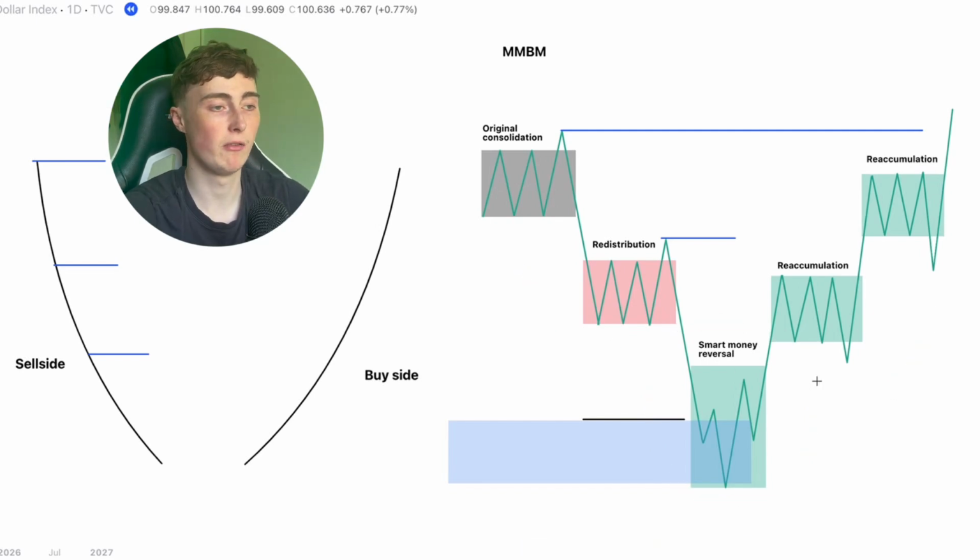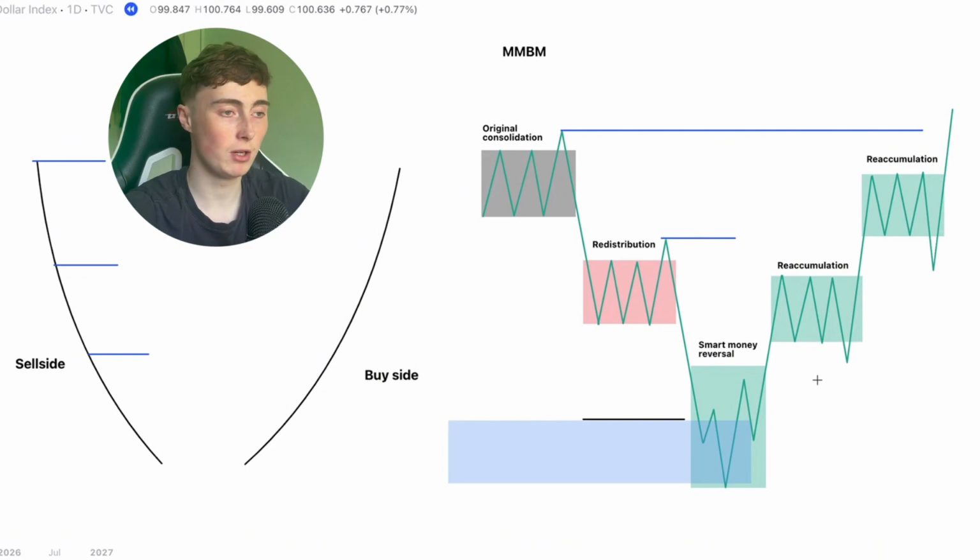Okay, now a smart money reversal very simply is a sweep of liquidity and a CSD. Maybe you use market structure shift, maybe you use break of structure. It doesn't really matter. It's just a sweep of liquidity and a change in direction, right? That is the smart money reversal essentially.